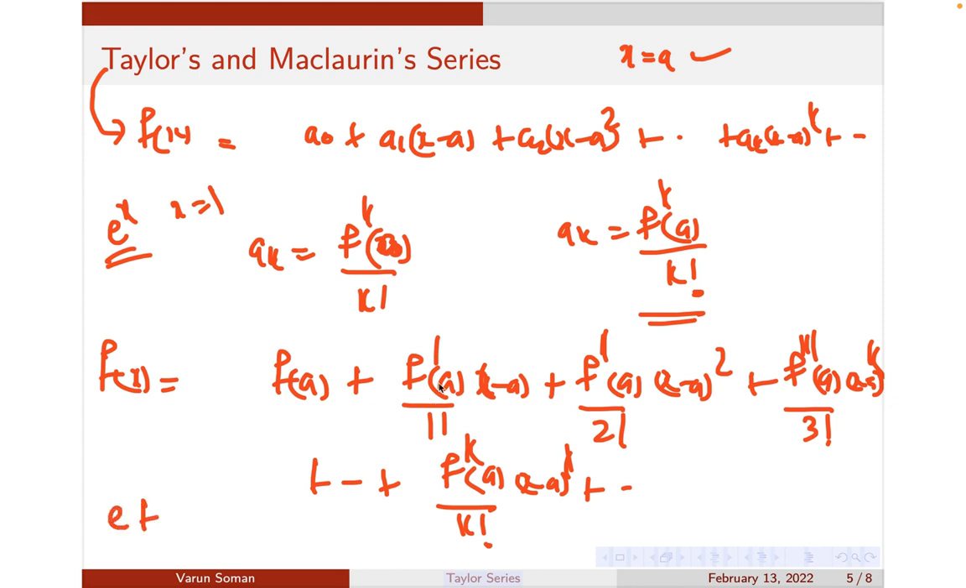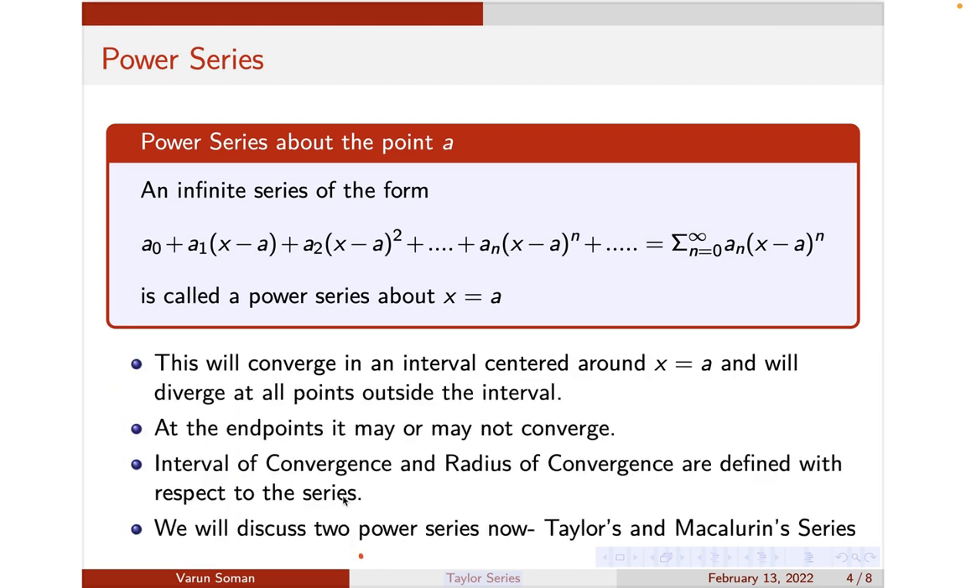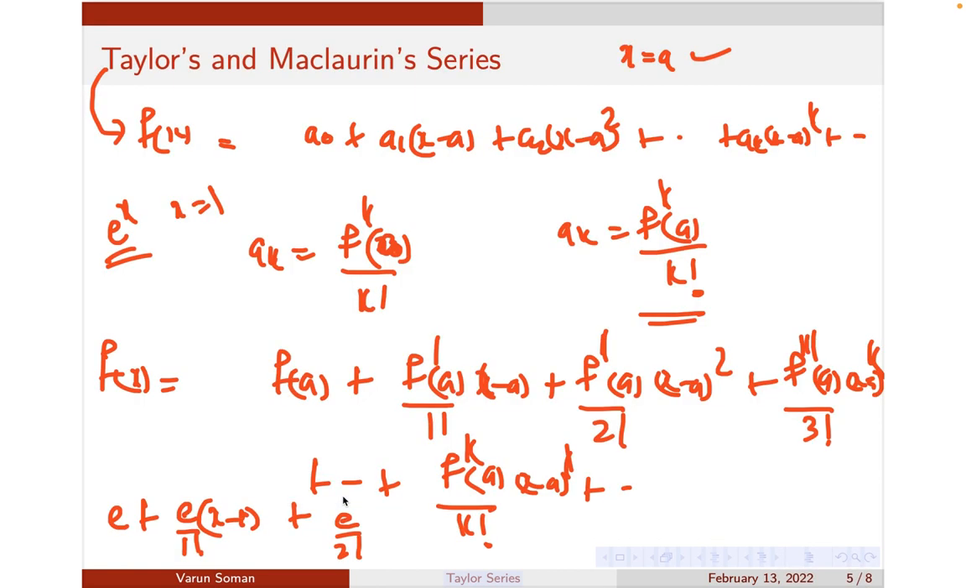Plus, what is f dash of a? First you find f dash of x. This is your f of x; f dash of x is again e raised to x. So f dash of a is e raised to 1. So it will be e by 1 factorial into (x minus 1). Plus, f double dash of a will again be e, so e by 2 factorial into (x minus 1) the whole square. So this is the way you have to write.